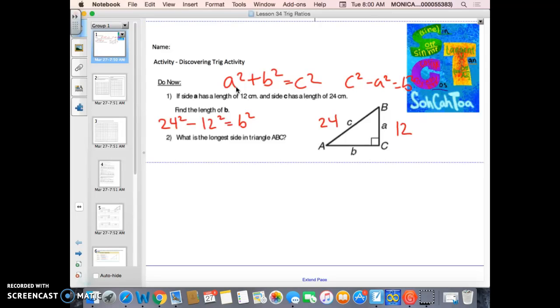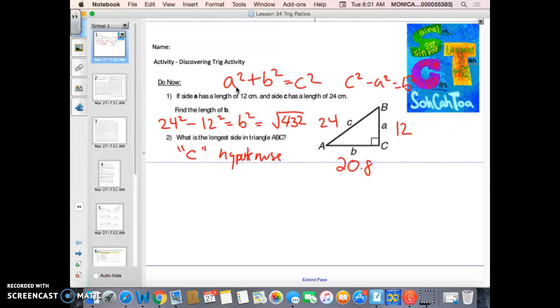And in the second question, it's saying, what's the longest side of the triangle? Well, the longest side is what we call the hypotenuse, and it's always going to be C. Now, if you wanted to see if you plug this in the calculator correctly, 24 squared minus 12 squared is actually 432, but the last step is to take the square root. So the square root of 432, b is approximately 20.8. And yes, you will get decimals, and sometimes you will get to leave it in radical form.